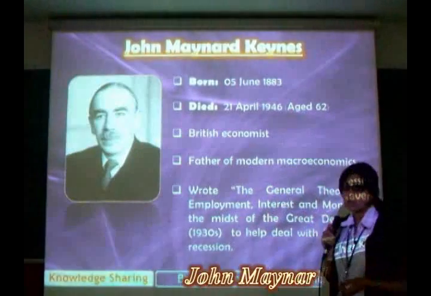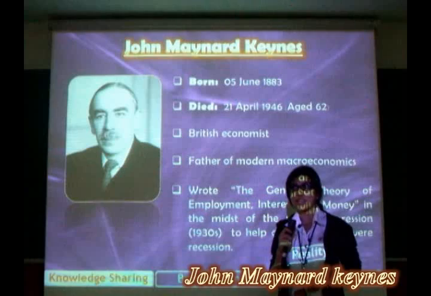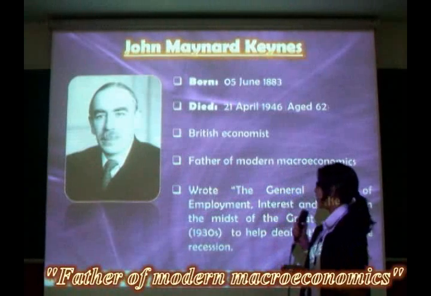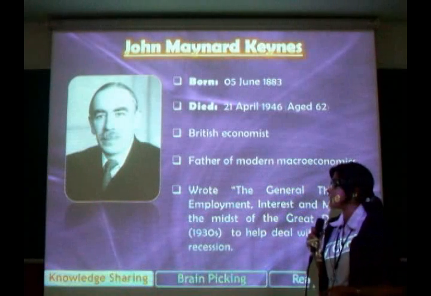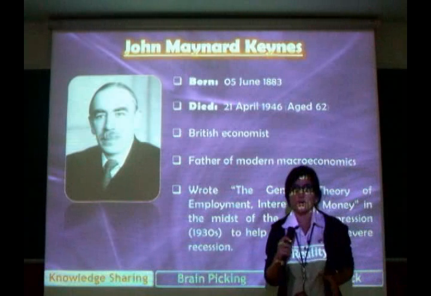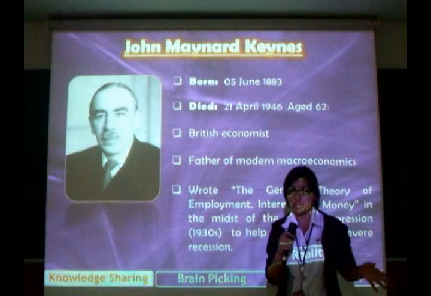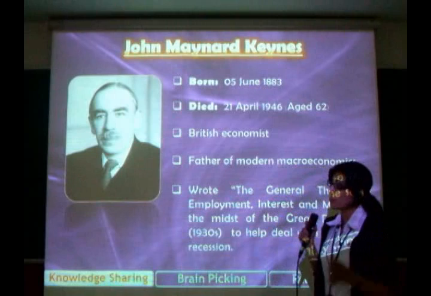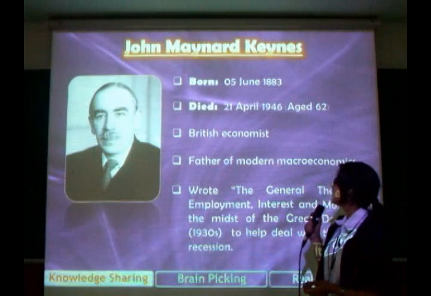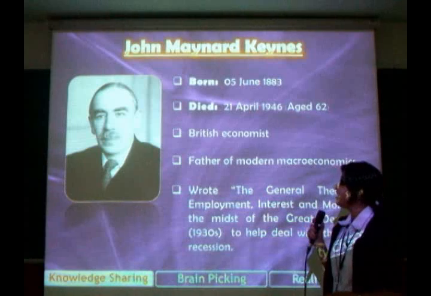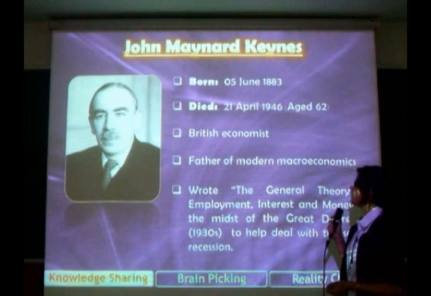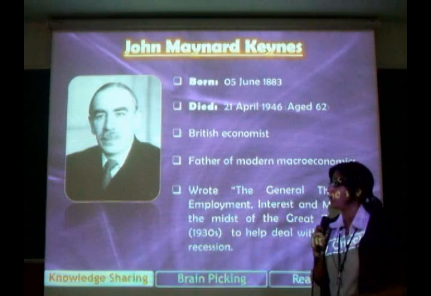Let's start with John Maynard Keynes. He's the father of macroeconomics, modern macroeconomics. He was the one who came forth and differed from classical economists. He was born on 5th June 1883. He died on 21st April 1946 when he was 62 years old.